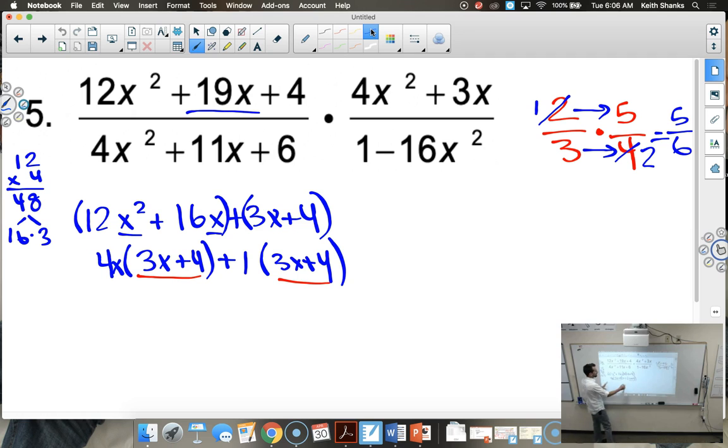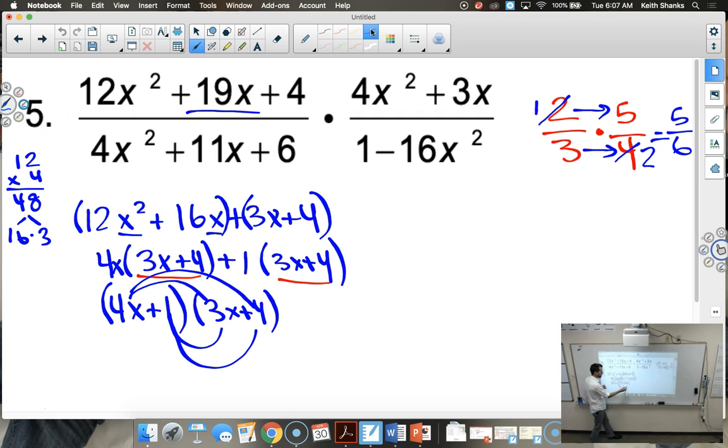Okay, so if I rewrote this really quick, I could rewrite it like this: 4x plus 1 times 3x plus 4. And notice what I'm doing, if I'm between these 2 steps, the 4x would be distributed to both of these. That's this first term. And the 1 would be distributed to both of these. That's this second thing. All right?